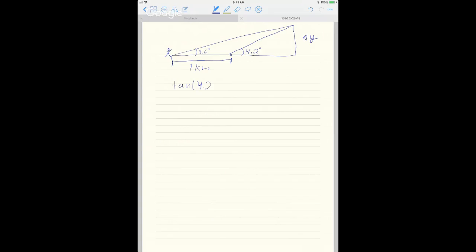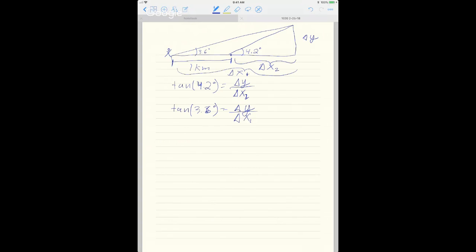The tangent of 4.2 degrees is going to be delta y over, okay, now we have to be careful. We have to call one of these distances delta x2, because it's the second delta x. I'm going to call this delta x1. So this one is the second change in x, if you will. And we also know that the tangent of 3.6 degrees would be the same delta y over delta x1.